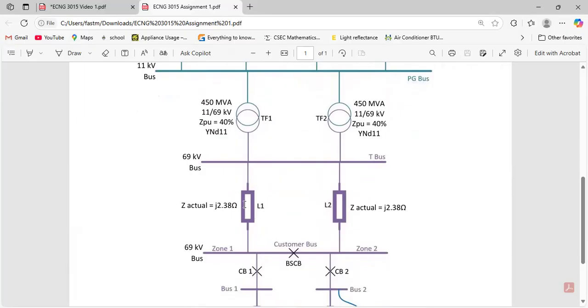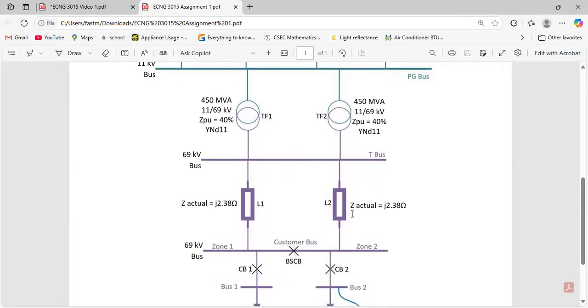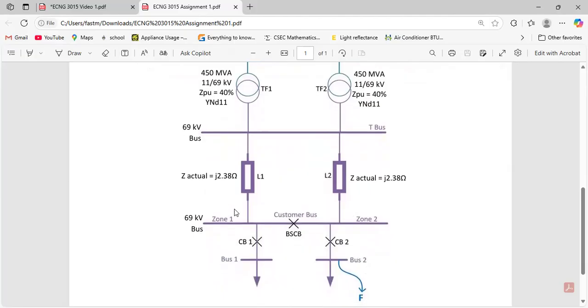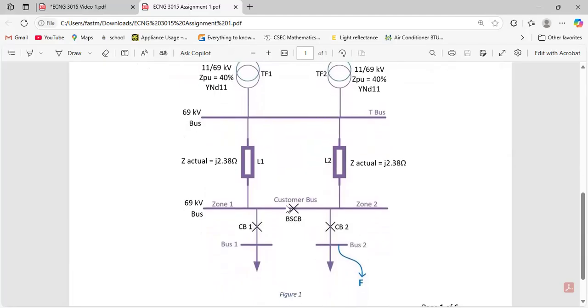So most likely these are long transmission lines, and they give you the actual impedance of it. And then that goes on to a 69 kV bus. And from the 69 kV bus, you have a bidirectional circuit breaker. So there's most likely the customer bus.